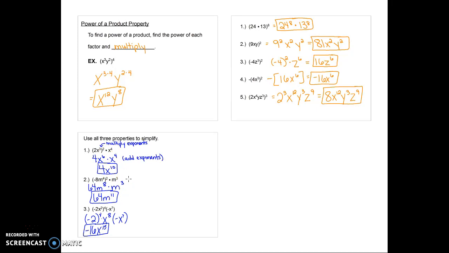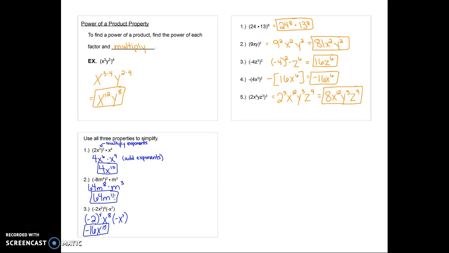Next two examples go through the same thing. I'm going to square this -8, which becomes a +64. This becomes an m to the 8th. Then I'm multiplying it times m to the 3rd. So now again I can add these exponents. It's going to give me a final answer of 64, m to the 11th when I add.